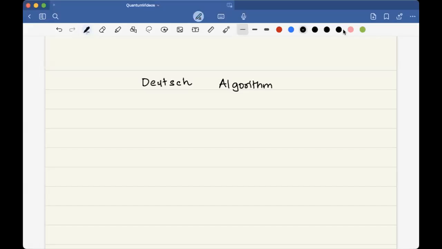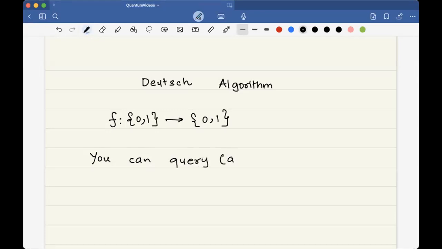Hi, we are going to talk about the Deutsch algorithm. And the setup is the following. You have a function f from 0, 1 to 0, 1. And you have the right to query the function. So you can query the function or call the function.